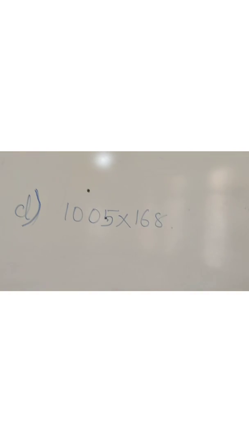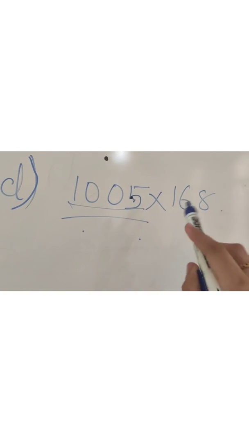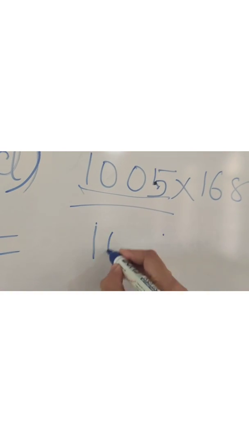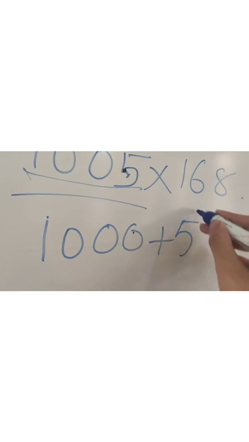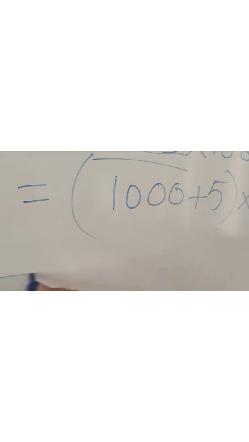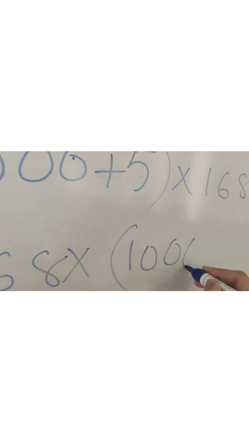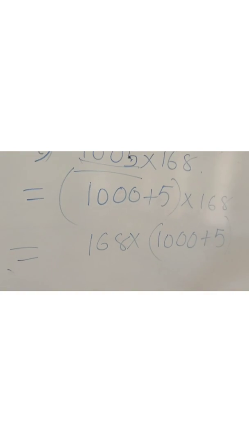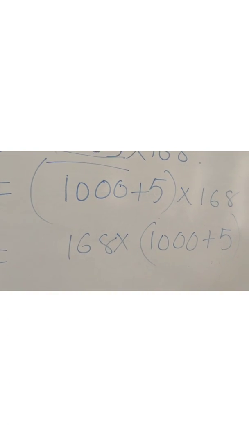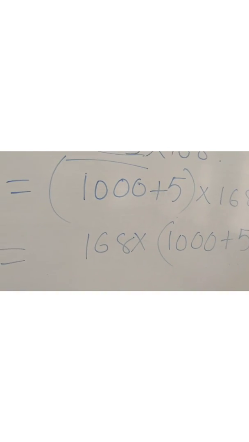Then D. D you will do by yourself. 1005. So 1000 plus 5 and then in a similar way you will multiply. Let me give you one step. 1000 plus 5 multiplied by 168. You can write it in this way also: 168 multiplied by 1000 plus 5, and then you can solve. Because multiplication is commutative, means you can multiply the numbers in any order. So you can do this.